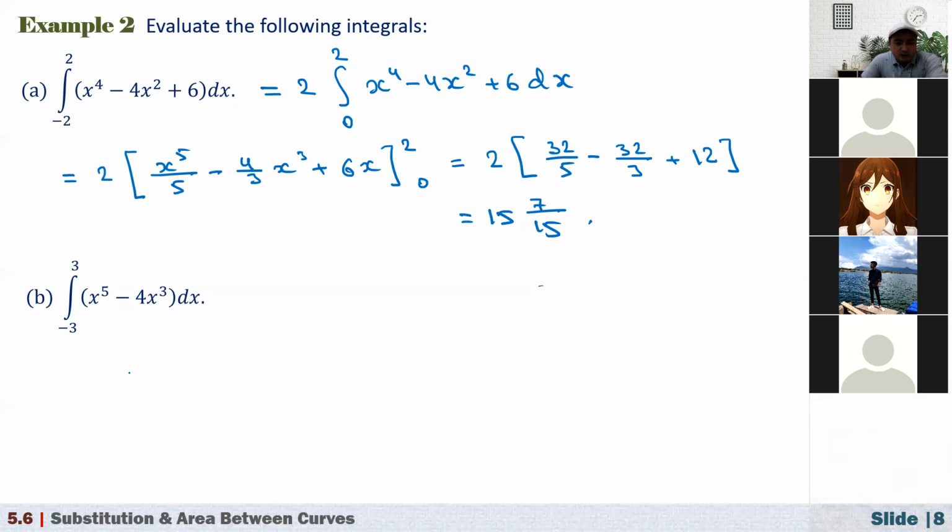And how about the second one? As you see here, the integration limits are from negative 3 to 3. It is symmetric about the origin, and also x to the power of 5 minus 4x cubed is an odd function. And that's why this integral is equal to 0. We don't have to evaluate this.